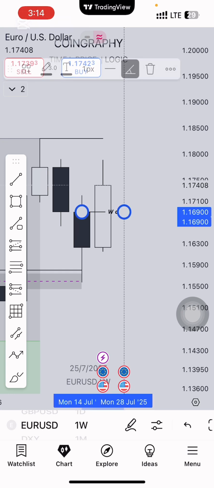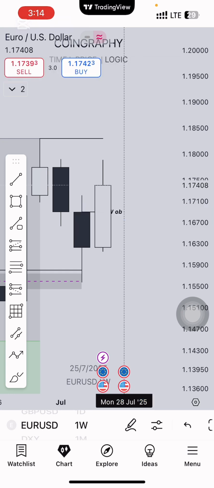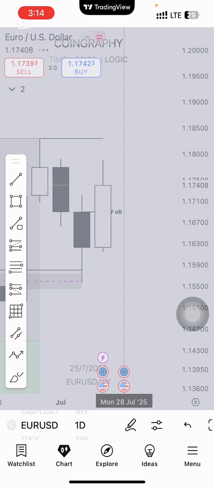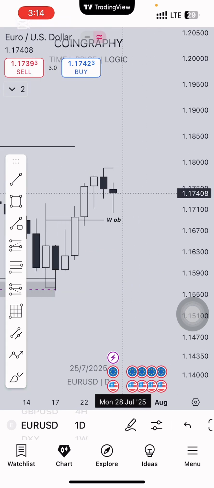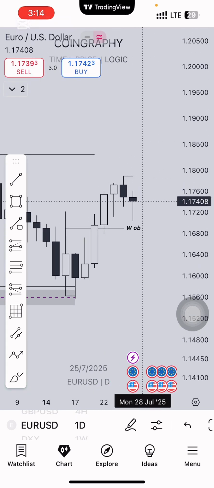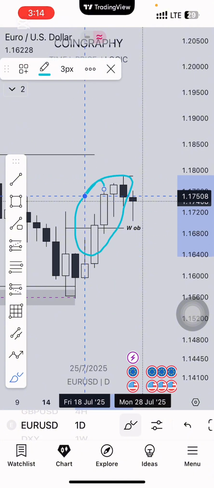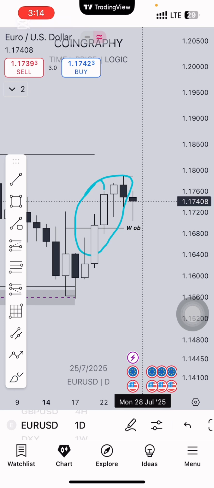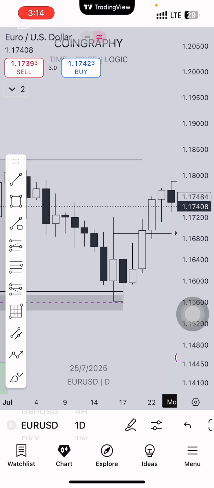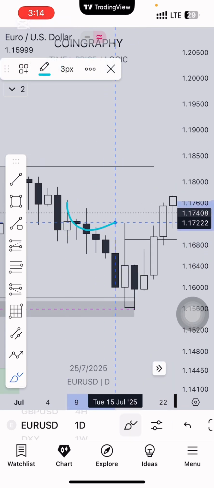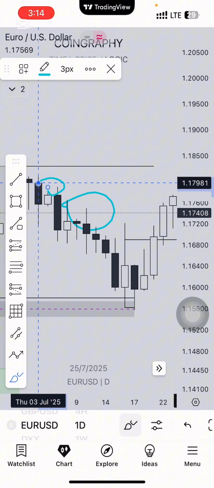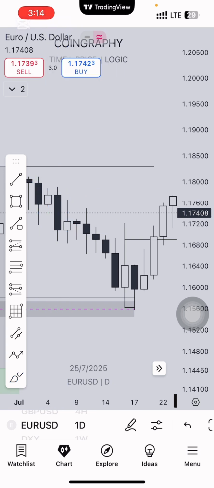Today we'll be looking at EURUSD, the trade breakdown, and what I'm looking at coming into this week. Quick recap of last week. We had a pretty good week last week. We had price move to the upside. We had all this movement to the upside to take out liquidities resting above this region.